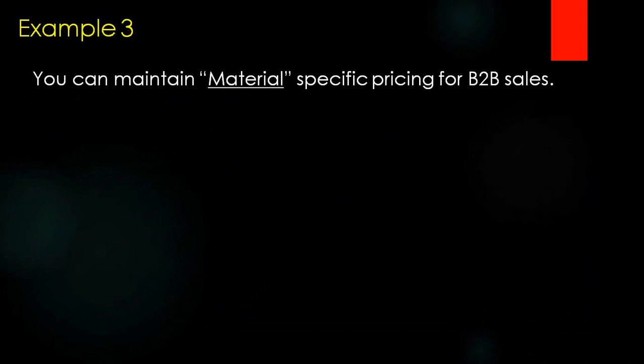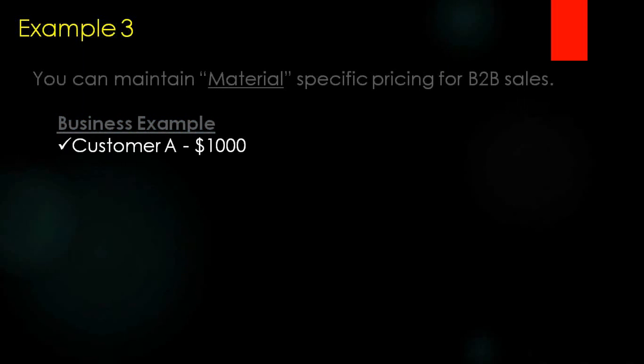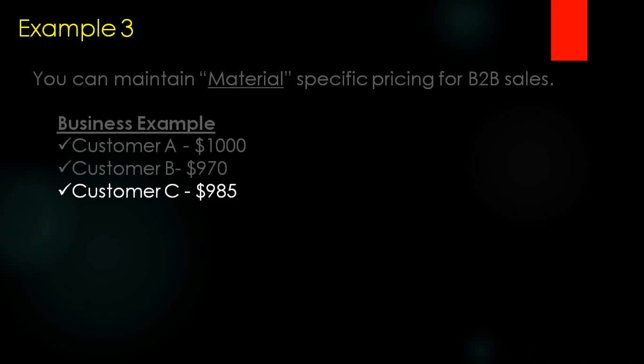Third example is you can maintain material specific price for business to business sales. That means the same material we're selling, say my company is selling a laptop. The same laptop I want to sell to customer A for say $1,000, but the same laptop I want to sell to customer B for $970 because this is my big customer, and there's a third customer we want to sell it for $985. So these are different scenarios that we can maintain as master data. Now we're going to do some practicals and we'll see how we can do it.